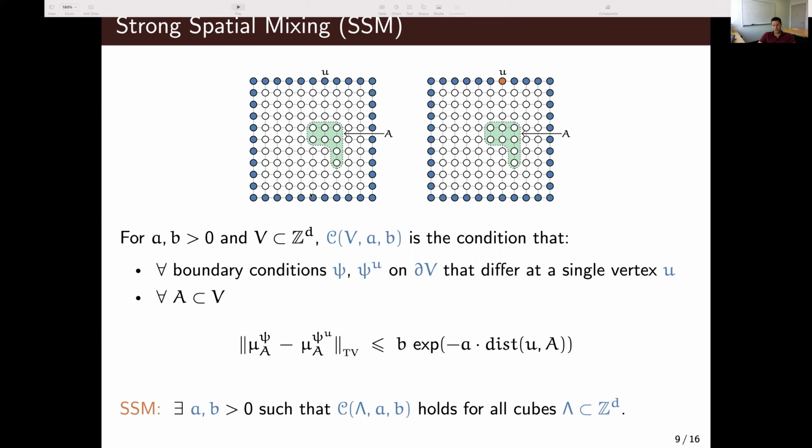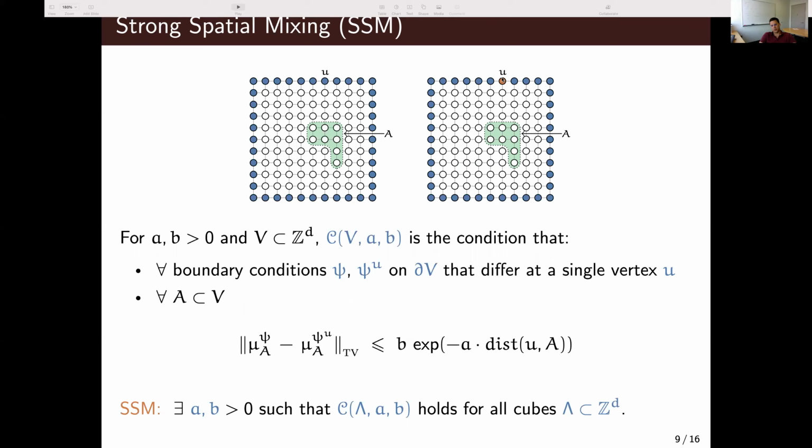Suppose that we consider a cube, okay? And for the cube, we put two different boundary conditions, but they're only going to differ on one vertex, right? So here they differ only in the spin of the vertex u, right? So under these two boundary conditions, we consider any subset in the inside of the cube and the difference in total variation distance between the distributions that these two boundary conditions induce on the red region, on the green region, right? So when this total variation distance decays exponentially with the distance from the region to the disagreement, right? That's when we say that strong spatial mixing holds.